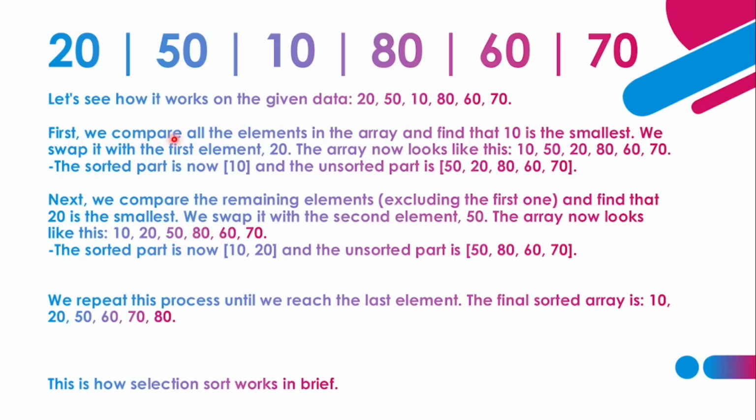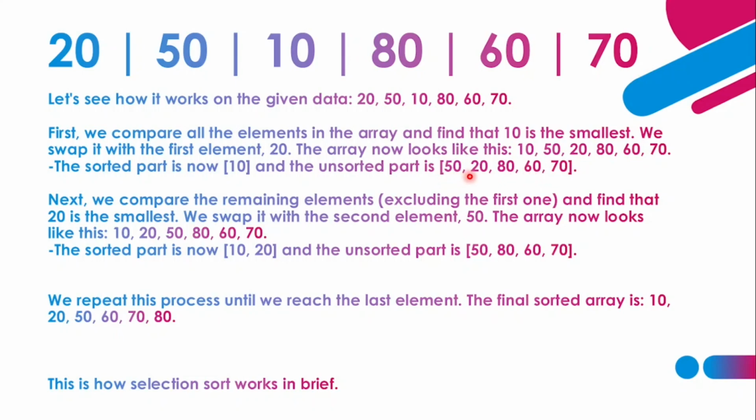We'll compare all the elements in the array and find that 10 is the smallest. So we'll swap it with 20. Since it is the smallest, we'll place it at the beginning. So 20 will come at the place of 10, and 10 will go at the place of 20. Now my array has a sorted part containing 10, and the unsorted part containing 50, 20, 80, 60, 70. Again, the traversal takes place on the unsorted part.